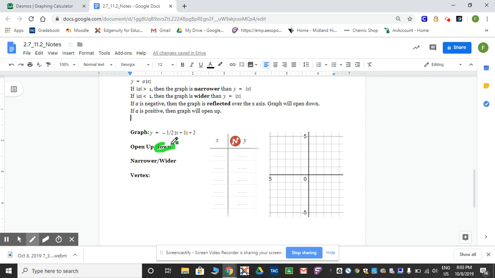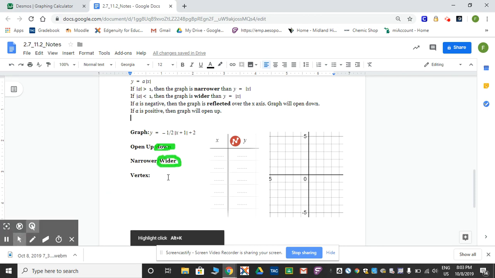So I'll try circling that. Looks like I just kind of canceled it out a little bit. But it's going to be opening down, so I tried circling that. Okay. And now, is this graph going to be narrower or wider than my parent function? It's going to be wider, right? Because my absolute value of -1/2 is +1/2, and 1/2 is smaller than 1. So up here, it's going to be wider now. So here's wider, okay? There we go. We circled that one better.